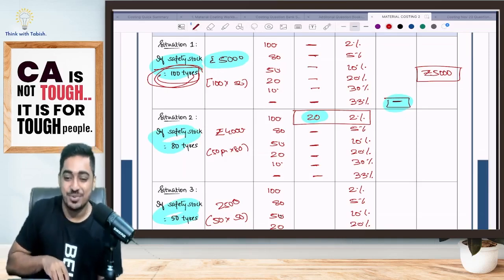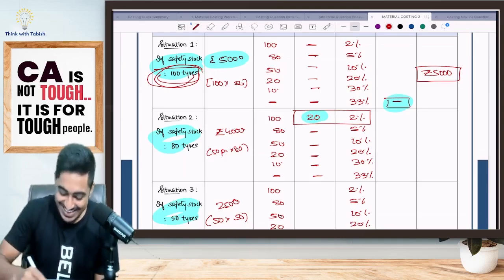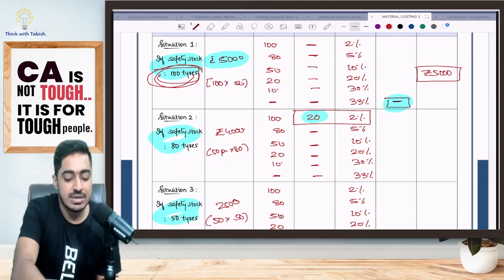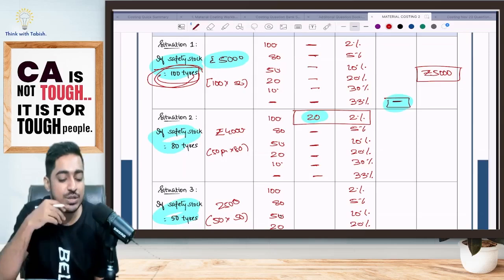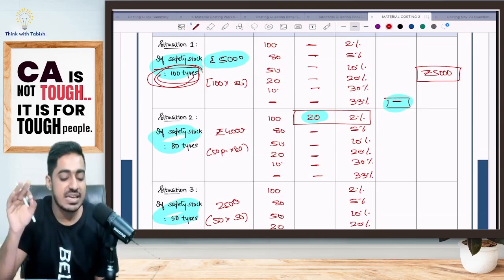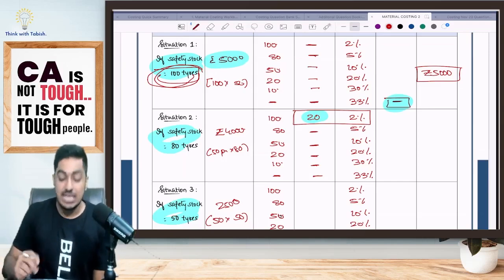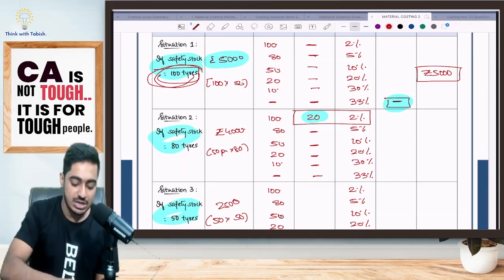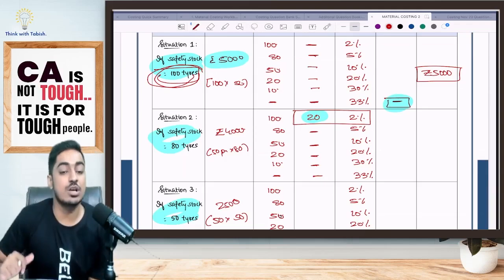Now, because of that, what is the loss I'm incurring? Tell me, students, if I do not sell one unit, what is the loss for me? Mrs. Styro Tube loses 150 per unit due to stock out. If I don't sell 20 units, 150 into 20, 3000 would be my loss.